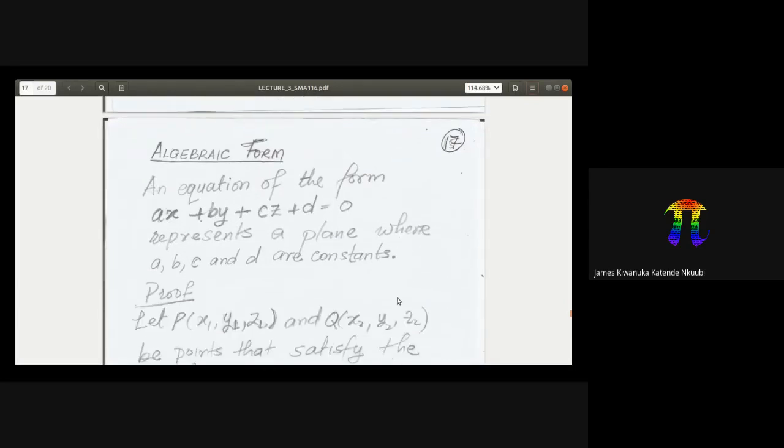There's another way to look at it, what we call the algebraic form. In general, an equation of a plane in 3 dimensions will take the form ax plus by plus cz plus d is equal to 0, where a, b, c, and d are all constants. If you find any equation of this form, it will be a plane. We need to indeed prove that this is a plane. To be able to do that, we need to pick any 2 points in the plane and show that any point on the line joining the 2 points is also in the plane.